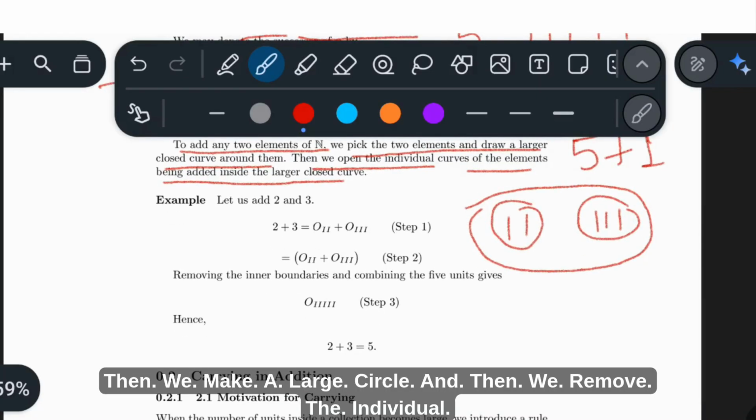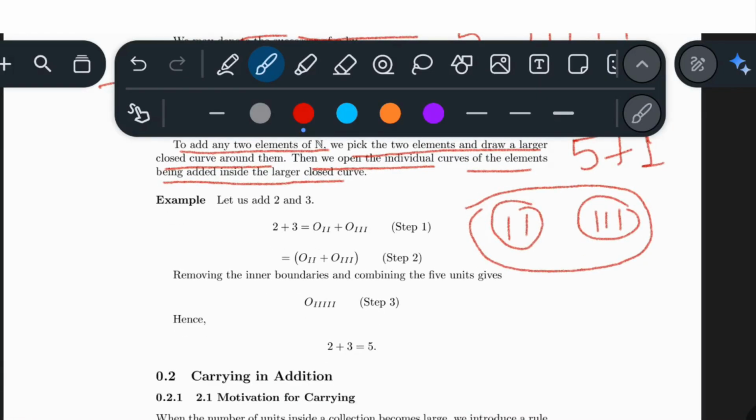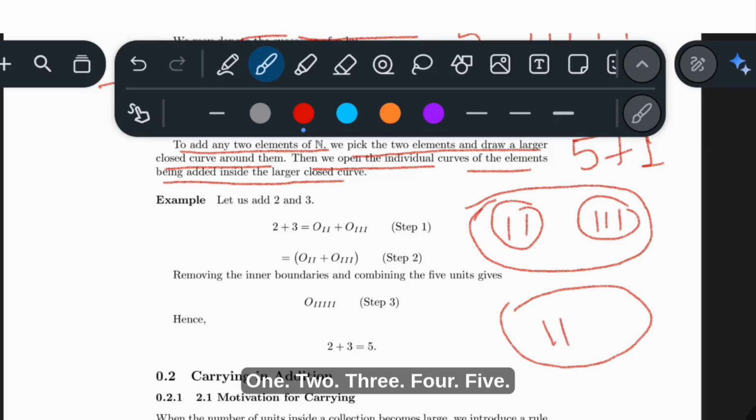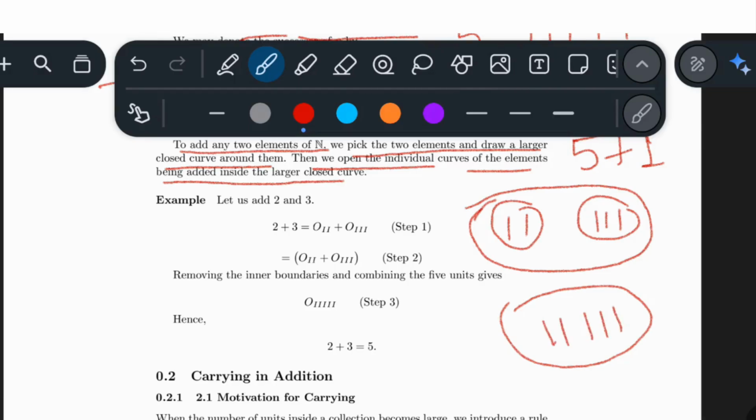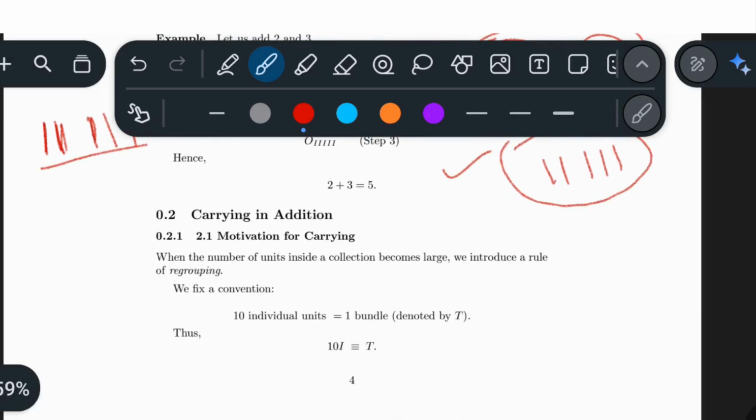Then we make a large circle, and then we remove the individual's curve, so we get 1, 2, 3, 4, 5, that is 5, and that is written here. So we can say that if you have 2 sticks and you have to add 3, you can just draw 3 sticks more, simply add them and count them again, and you get the answer.